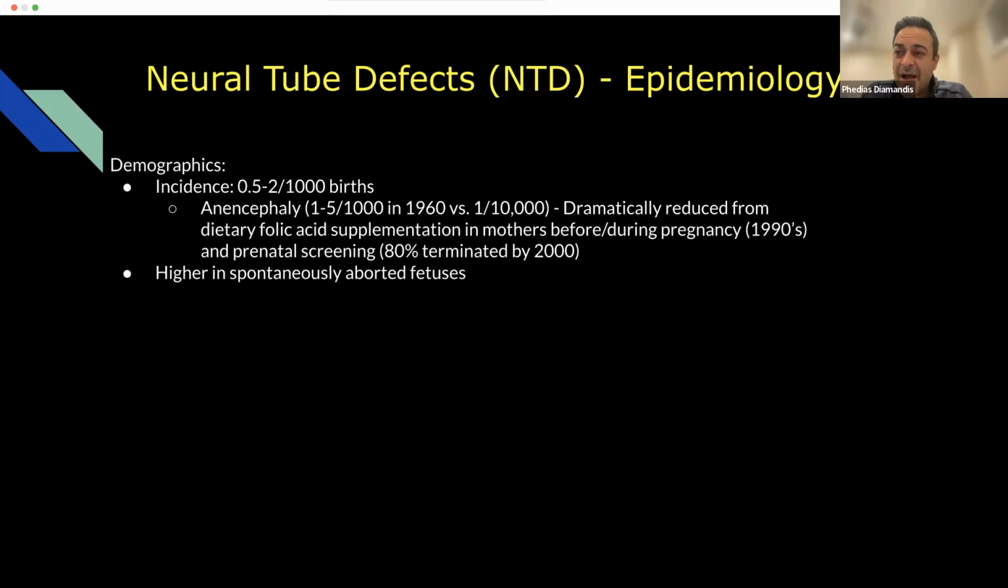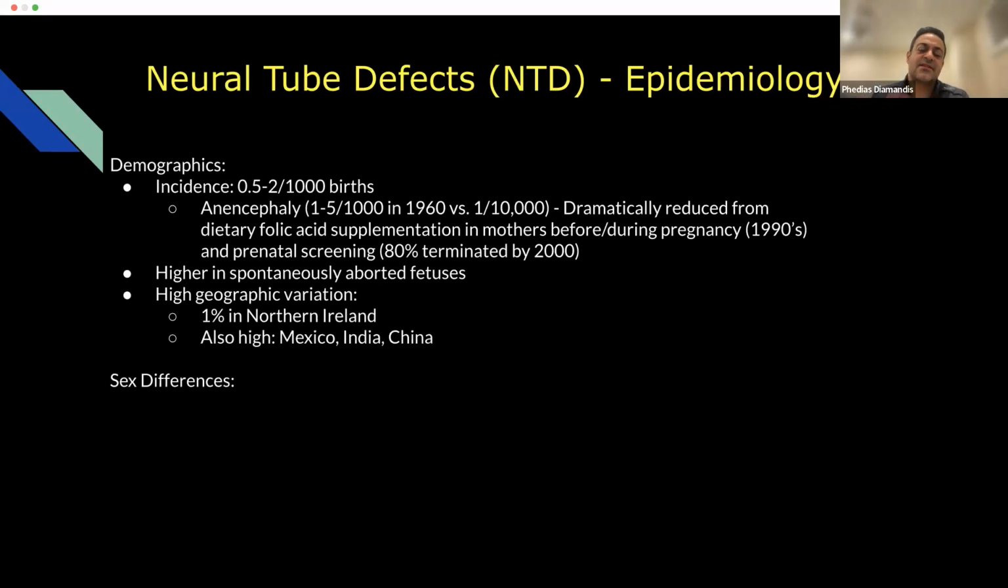They are, however, higher in spontaneously aborted fetuses. So again, speaking to the fact that these can be associated with some syndromes, but are also just, in and of themselves, not viable defects compatible with life. There are regions of the world that have higher incidences. This may be due to differences in practices of ultrasounds, termination of fetuses, and their acceptability, and then also how the country as a whole mandates folic acid supplementation. Some countries do put it in flour to help with compliance.